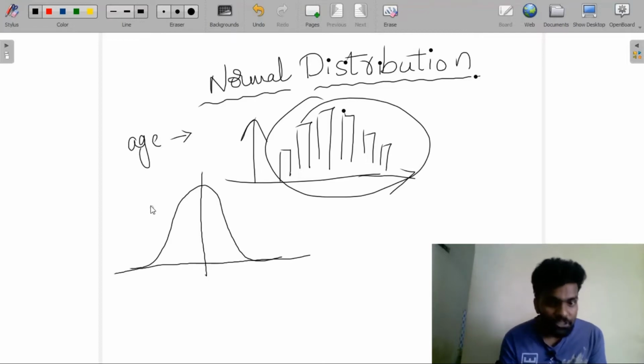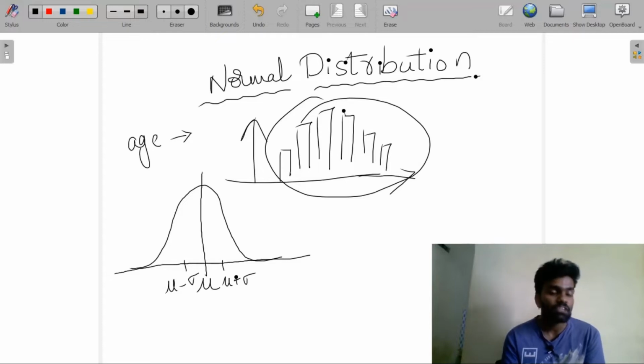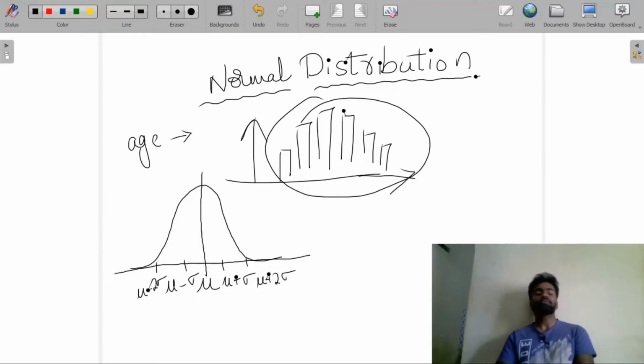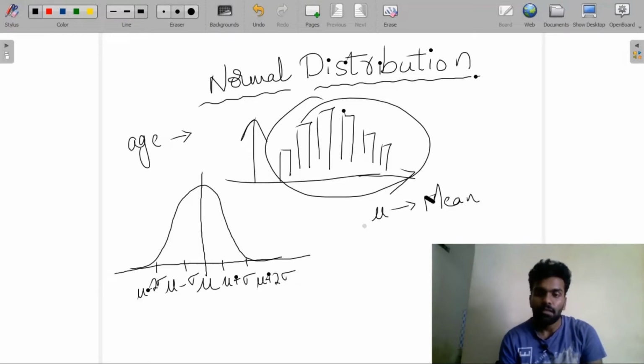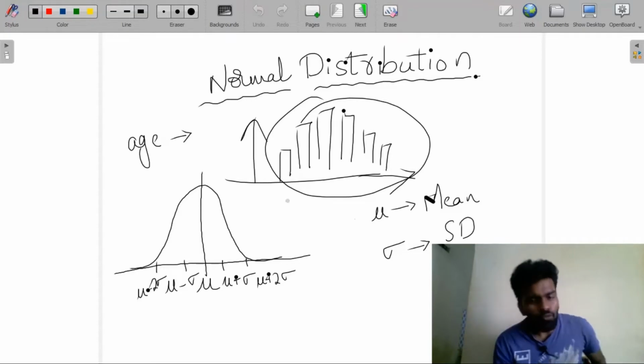If this is the distribution, then the center value is generally the mean, right? So this is mean. If you move one step towards the right, this is mu plus sigma, one standard deviation right to the mean. Similarly, this is mu minus sigma, one standard deviation left to the mean. Similarly, we have mu minus 2 sigma, mu, and mu plus 2 sigma, right? So mu is mean and sigma is standard deviation.